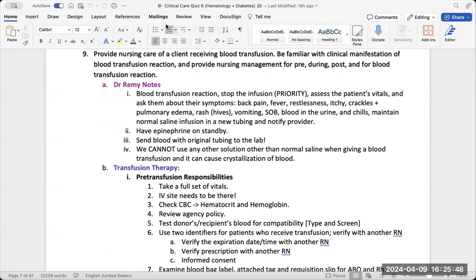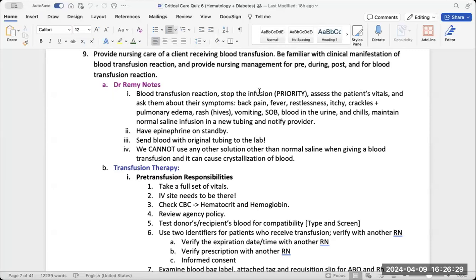The next one is to provide nursing care of a client receiving a blood transfusion. Be familiar with the clinical manifestations of a blood transfusion reaction and provide management pre, during, and post blood transfusion. So I'm pretty sure this is going to be a type of question that relates to if someone's having a blood transfusion reaction, what do we do? What is our first priority as a nurse when we recognize someone's having a blood transfusion reaction? Stop the transfusion. Exactly.